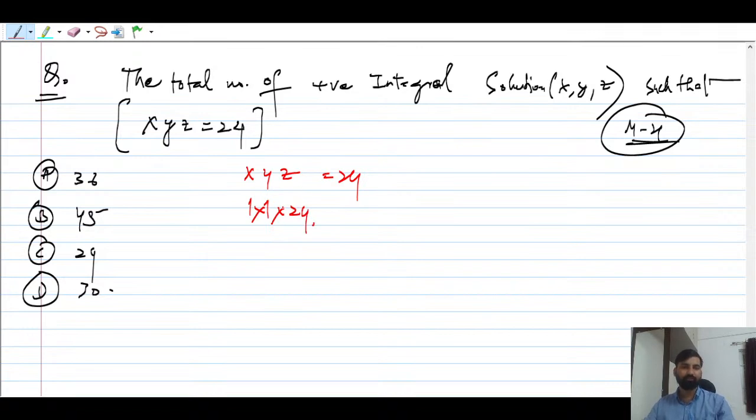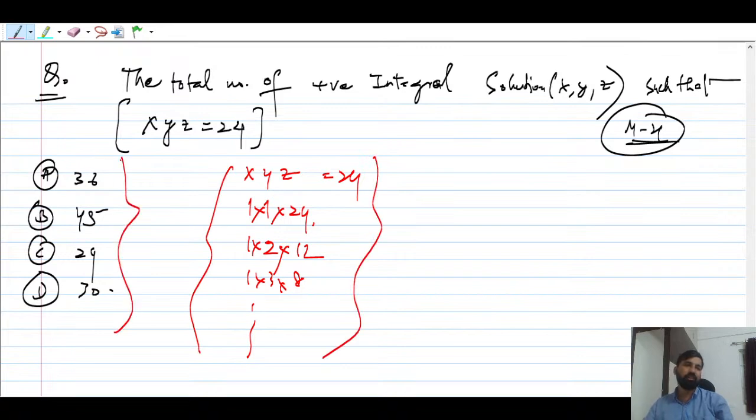I hope this makes sense. Then you just keep making cases, but here the product is there, that you have to keep in mind. So 1 into 2 into 12, you can take like this, then 1 into 3 into 8, and so on. So many cases you will get. But the answer should be given on time. You should not take much time to answer the question. So today's session is a very important session for everyone. You don't have to miss this session.